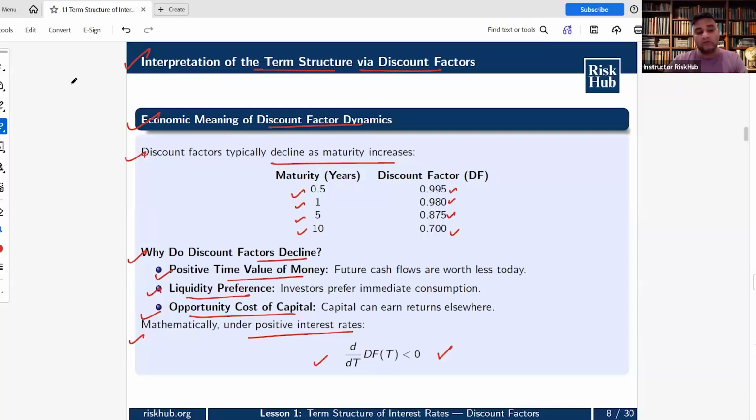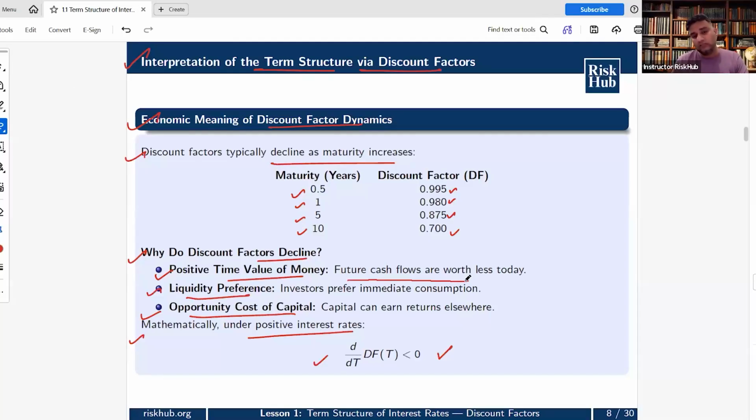The 3 distinct reasons also do different jobs. Positive time value, liquidity preference, and opportunity cost are theories about the level and the shape of the rates, not about the sign of the derivative. Where to use: collateral discounting depends on this sign. A rising discount curve changes the actual collateral valuation adjustment, right?